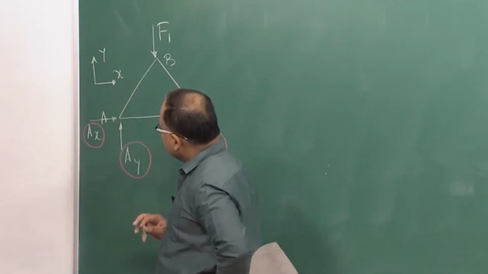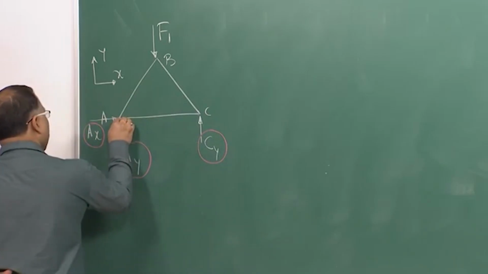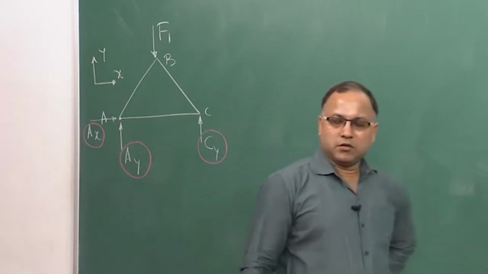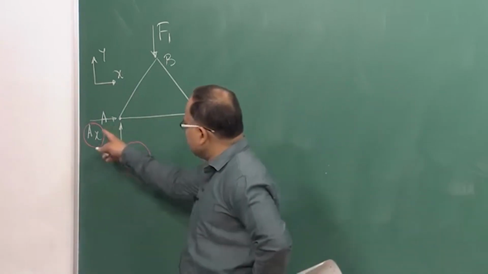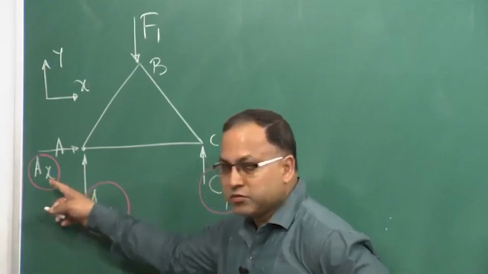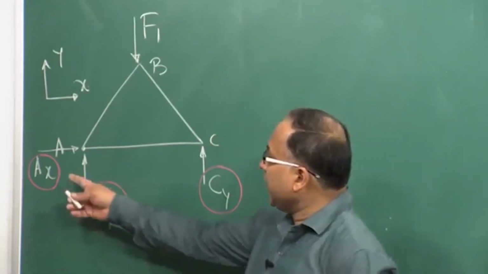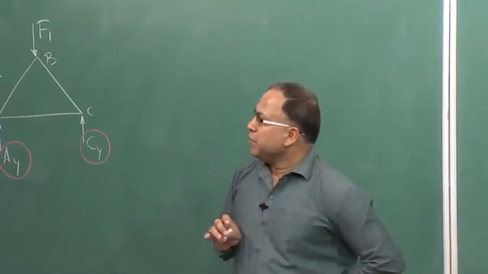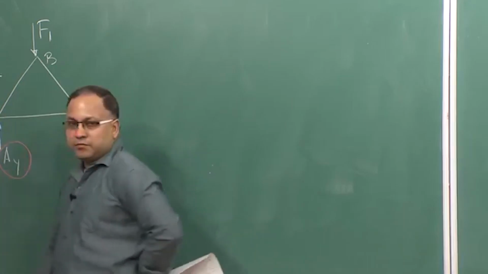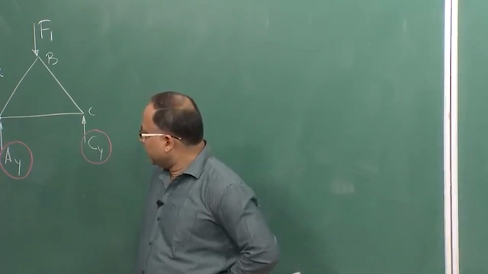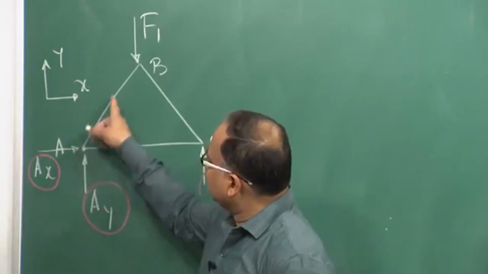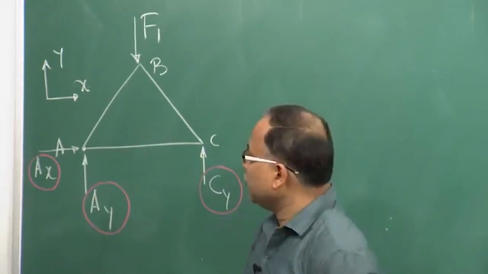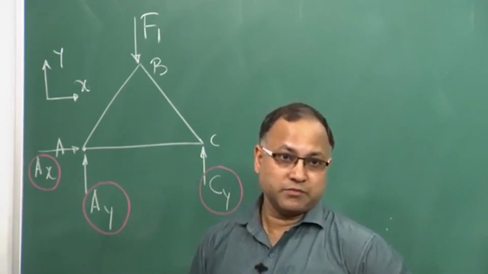As well as if you look at the members, suppose you come to this joint and want to draw the free body diagram of this joint. From the equations of equilibrium you have got the magnitudes of Ax, Ay and Cy, so now they are known to you, they are not unknown. So, if you come to this joint A, because AB, AC, all members are 2 force members, each could be either tensile or compressive.